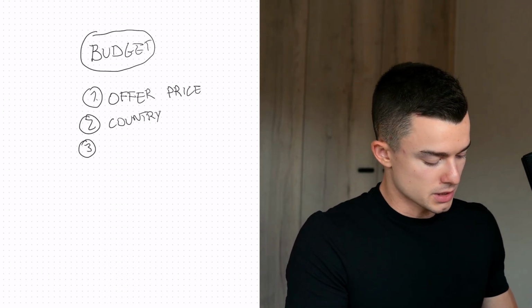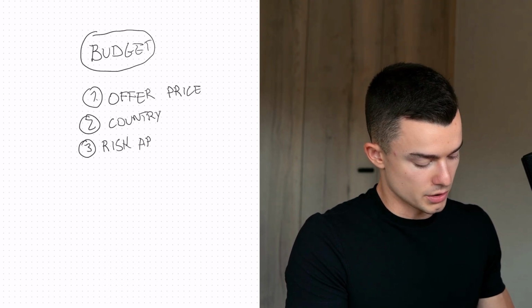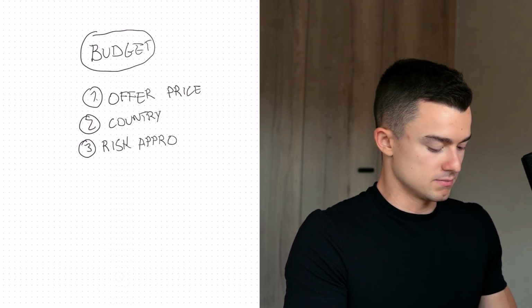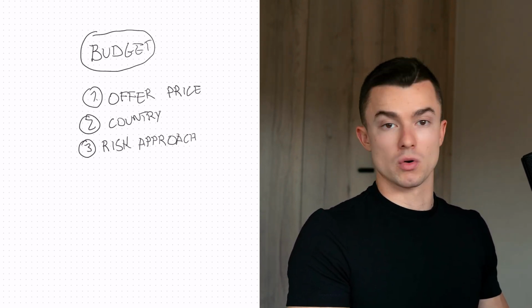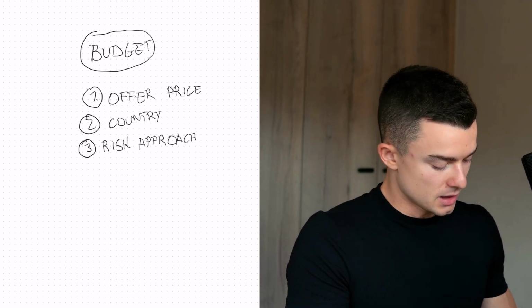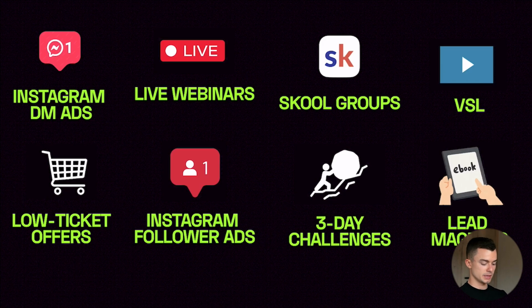The third thing that you need to consider is your approach to risk. So are you someone that likes to take a more risky approach, or are you someone that is a bit more conservative? And then the fourth and final thing that you need to take into consideration is the strategy. And what do I mean by strategy? I don't know if you saw one of my previous videos, but in that video I was explaining the 8 most common strategies that we implement for clients. And you can see here that these are the 8 most common strategies.